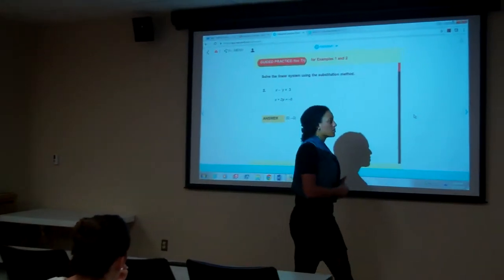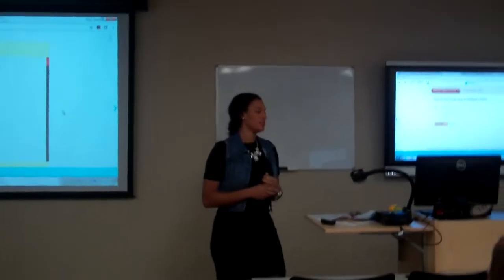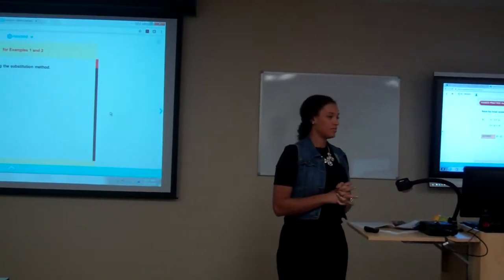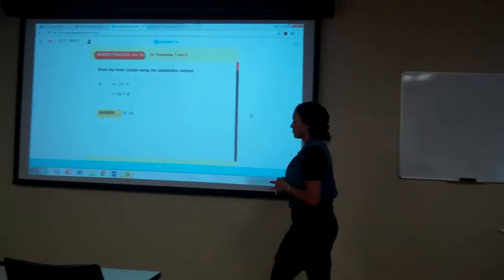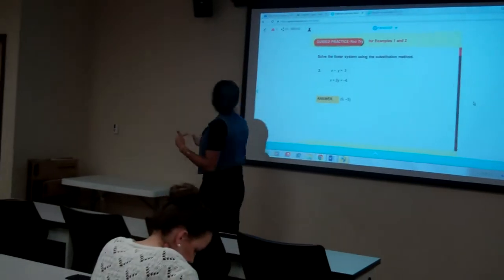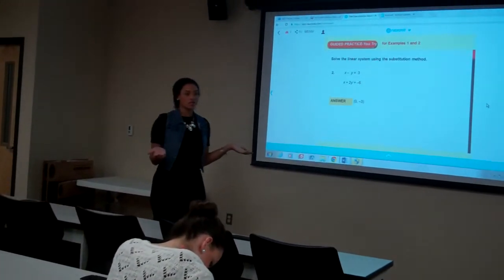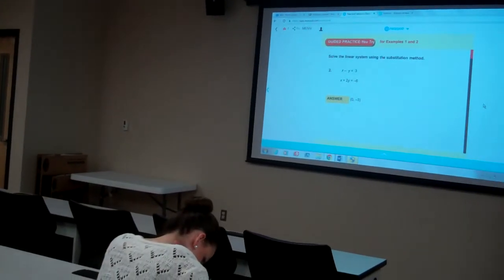Okay, Caleb, can you tell me what you did for step 2? Well, I substituted what I got for x into the second equation, so it was 3 plus y plus 2y equals -6. Awesome. And then, as you know, we go through the steps to solve it out, and you all should have gotten 0, -3 for your answer. Now, does everybody have any questions before we move on?